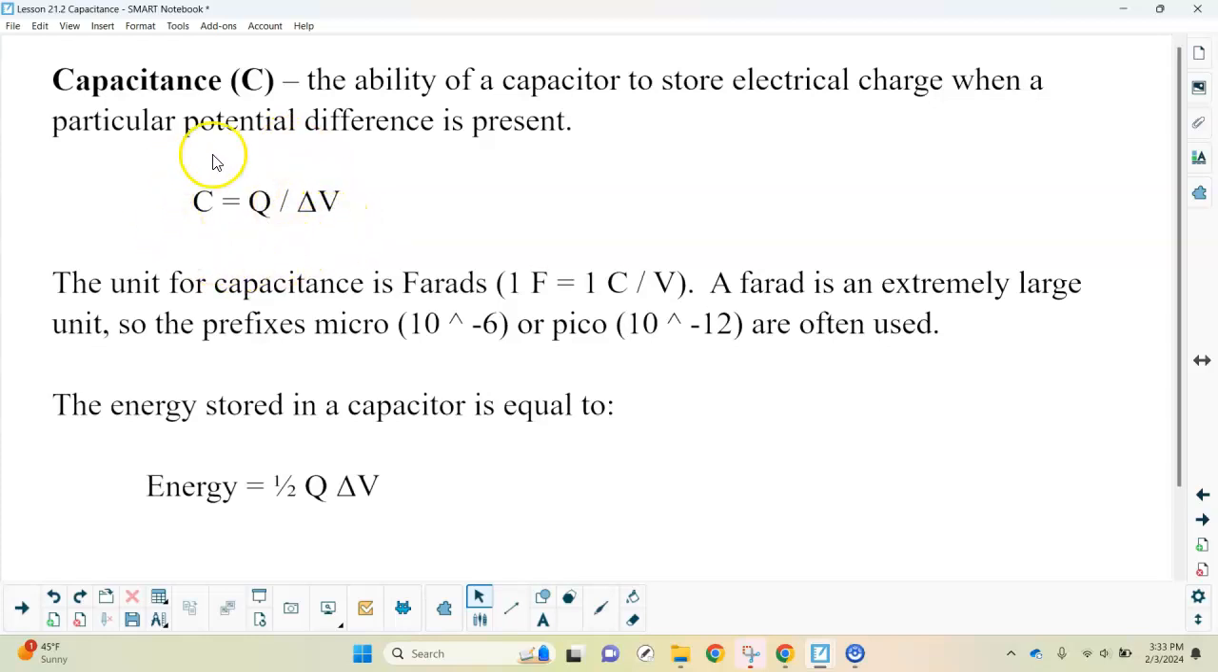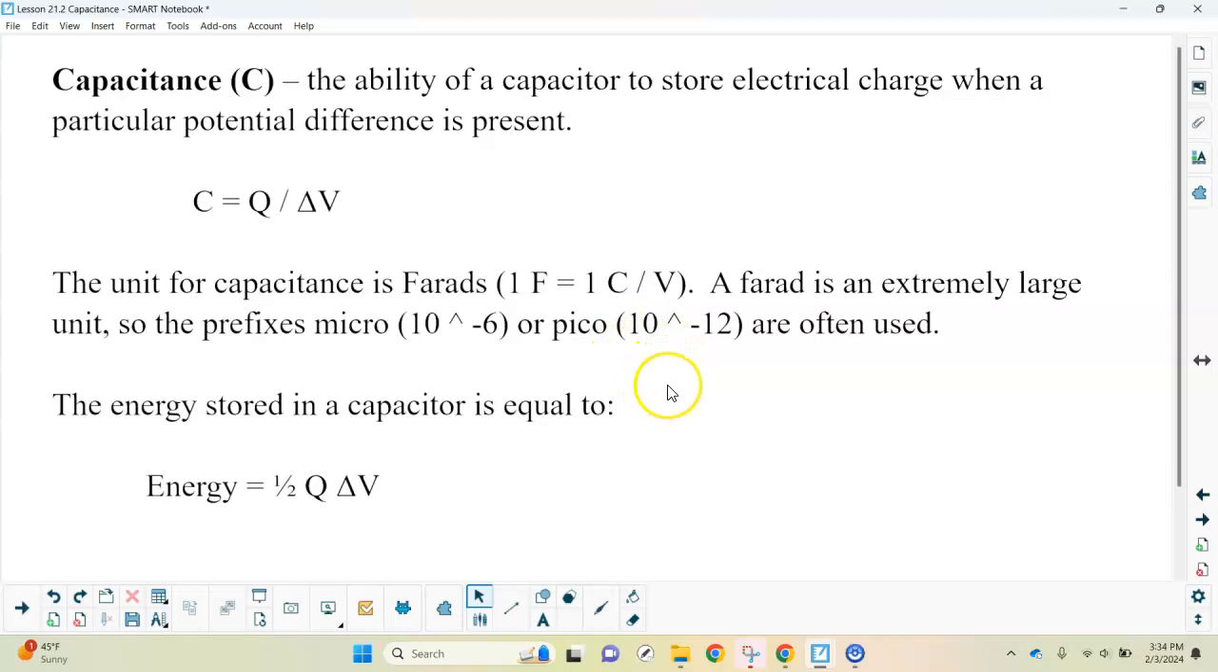With this equation, if you have a bigger charge, you get a bigger capacitance. If you have a bigger voltage or potential difference, you would have a smaller capacitance with that same amount of charge. The unit for capacitance is the farad, and a farad is a coulomb per volt. A farad is a very, very large unit, so we use prefixes like micro, 10 to the negative 6, pico, 10 to the negative 12, and nano, 10 to the negative 9.